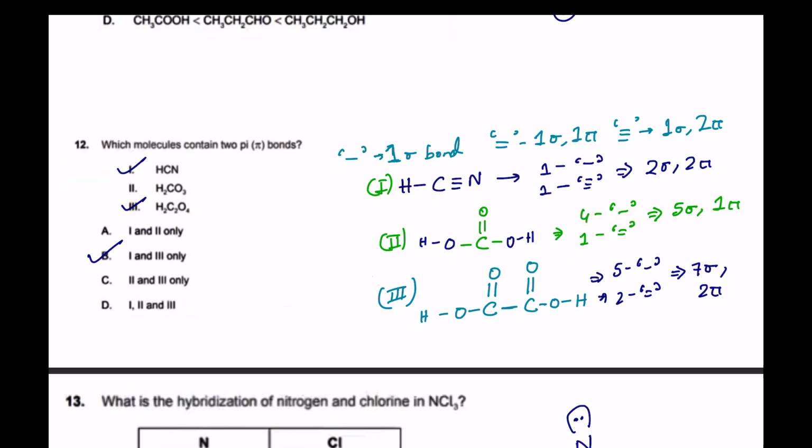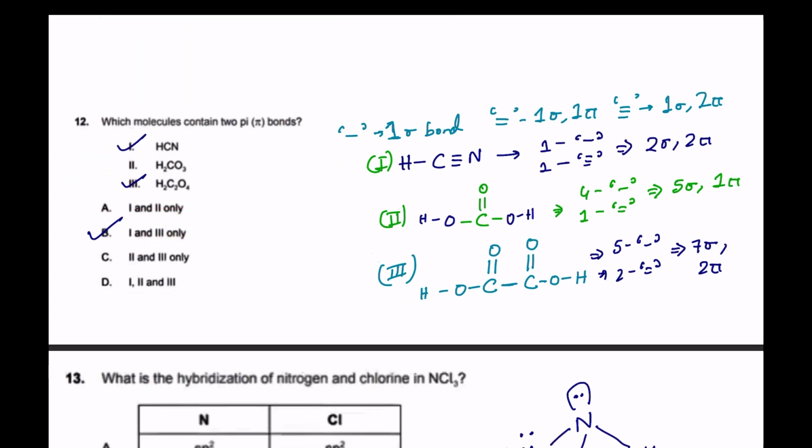Lastly, we have H2C2O4, which looks like this. In H2C2O4, we have 5 single bonds and 2 double bonds. 5 single bonds means 5 sigma, and 2 double bonds means 2 sigma and 2 pi. So a total of 7 sigma and 2 pi. And yes, it also contains 2 pi bonds. So this is also correct. So 1 and 3, option B, would be the correct answer.